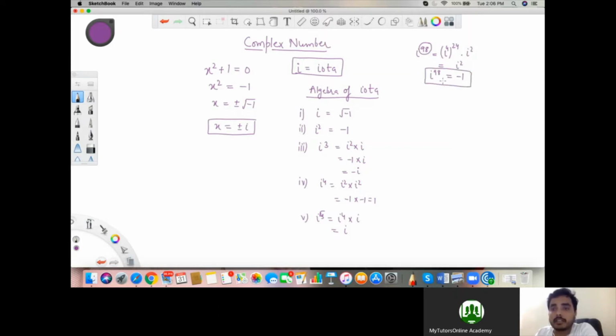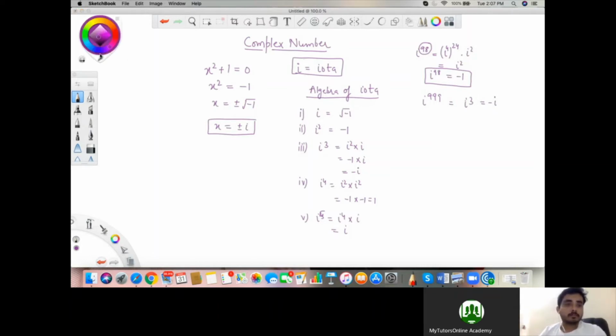This is a very important concept. What we need to check is the cyclicity of 4. Whatever the power of iota is given to us, we need to just divide it by 4 and get the remainder. And whatever the remainder is, like 1, 2, 3 or 0, we need to correspondingly put the value of that number. Let's say if I need to find out iota power 999, if I divide the number by 4, I will get the remainder as 3, because I know that 1000 is exactly divisible by 4. So this is 1 less than 1000, hence the remainder will be 3 in this case. So simply I can write this as iota cube, and hence this will be equal to minus iota. So this is what we call the algebra of iota.